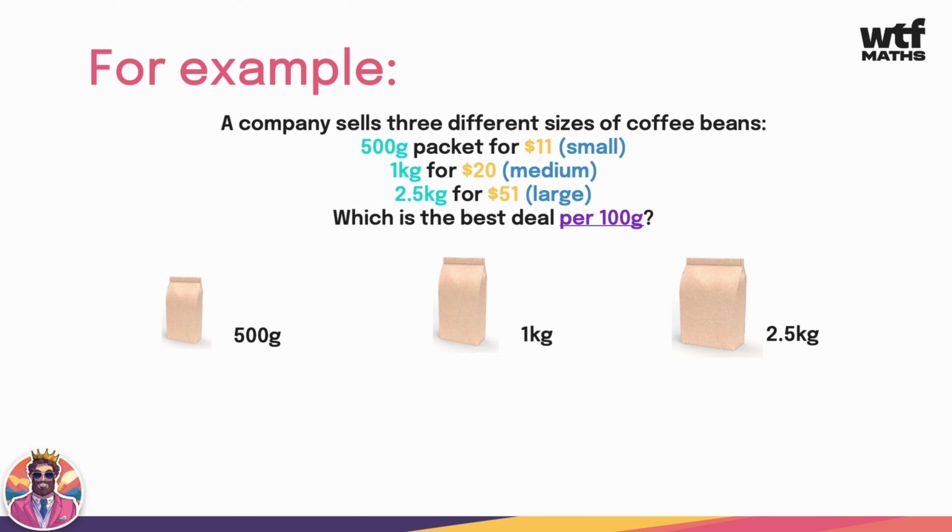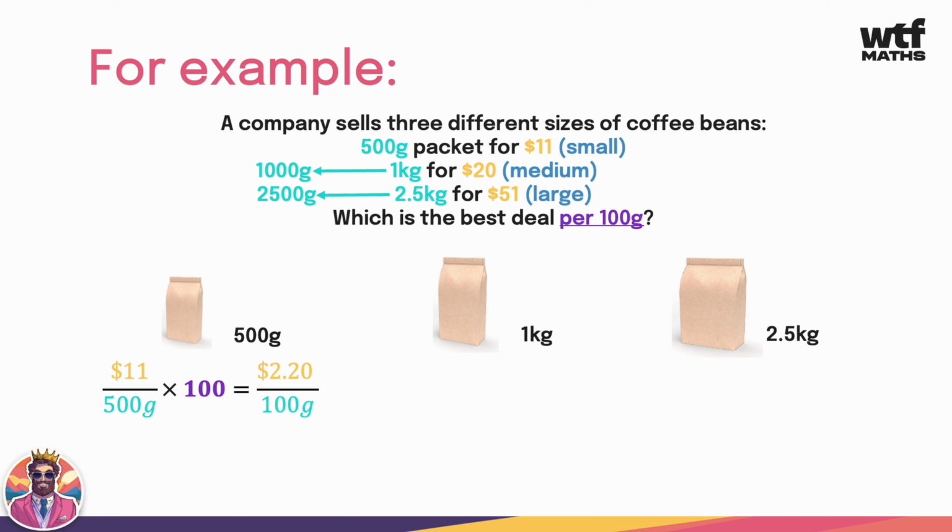Now there are a few ways to do this, but I'm going to try and keep it super simple. Because we're talking about 100 grams, I'm going to make all the units grams. So the 1 kilo I'll turn into 1,000 grams, and the 2.5 kilos I'll turn into 2,500 grams. Now we're going to follow the same steps as before. We're going to go cost divided by quantity, but I'm just going to times by 100 at the end.